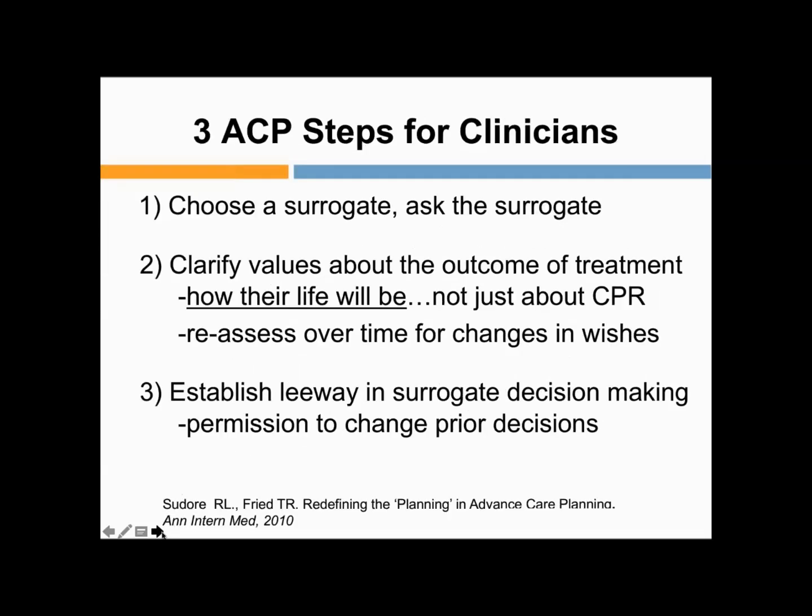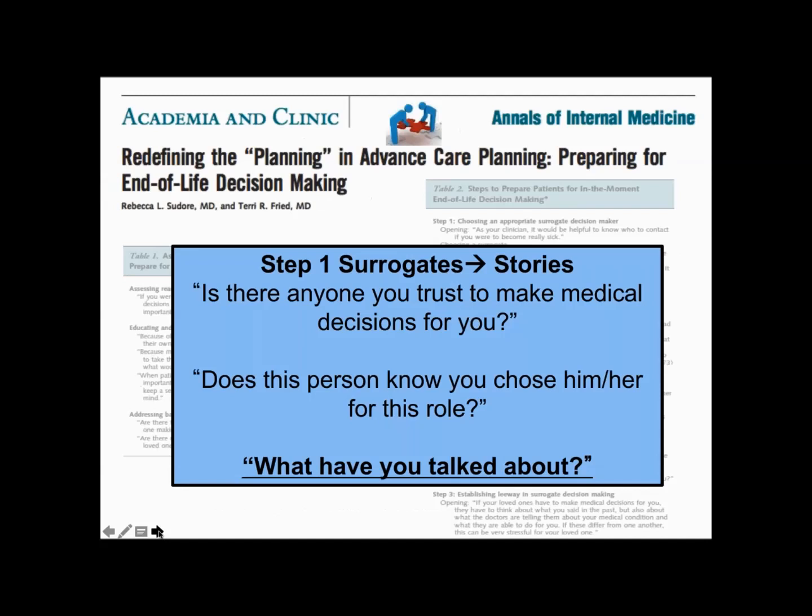So let's talk about 3 steps for clinicians and what you all can do. I would say that all of this information is in that publication, Redefining the Planning in Advance Care Planning, that can be found in the Annals of Internal Medicine from 2010, and it should be here in your slides as well. But I think if we focus on helping people choose a surrogate and ask a surrogate, clarify values about the outcome of treatment, so how their life will be, not just about CPR, and reassess over time for changes in wishes, and then establishing leeway in surrogate decision-making or permission to change prior decisions. So I think these are all of the things that we as clinicians can do and the ways to make this easier.